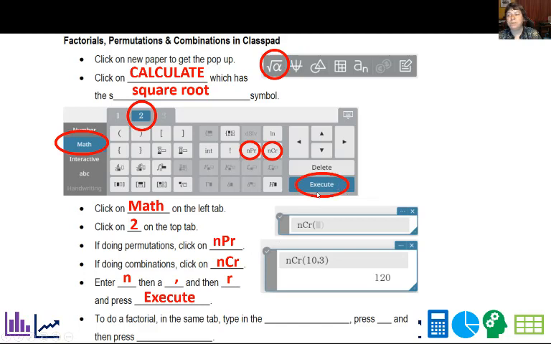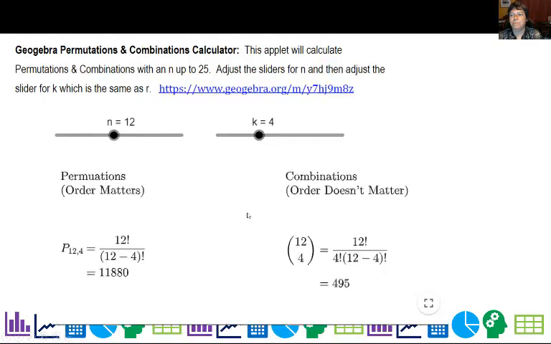By the way, if you want to do factorials, you can also do those here. So you type in the number, and then you're going to press this exclamation mark, and then press execute, and that will give it to you. But I do have another alternative for you strictly for permutations and combinations.